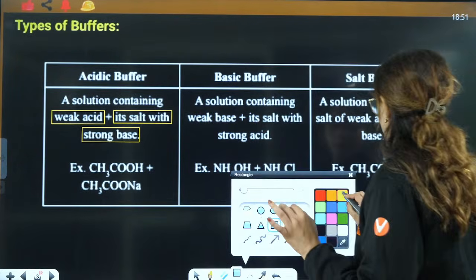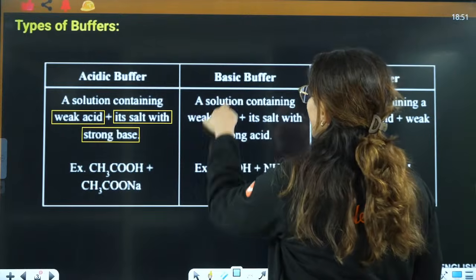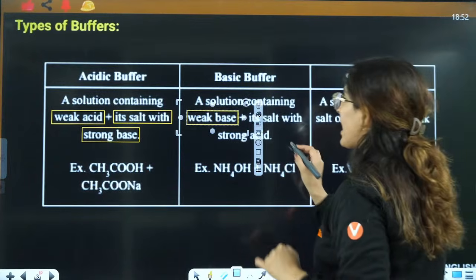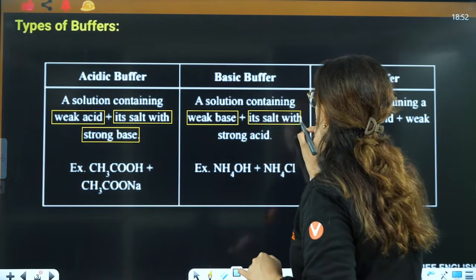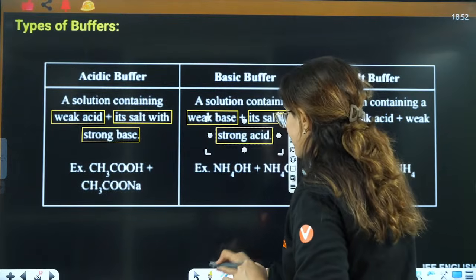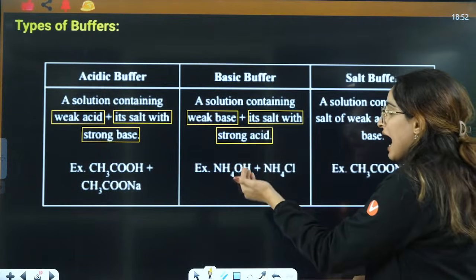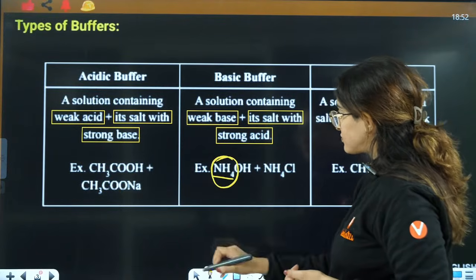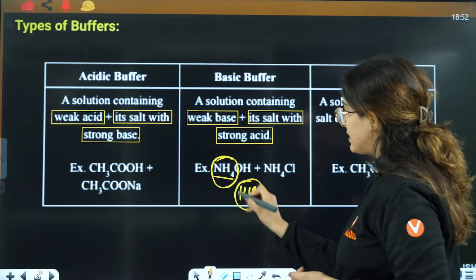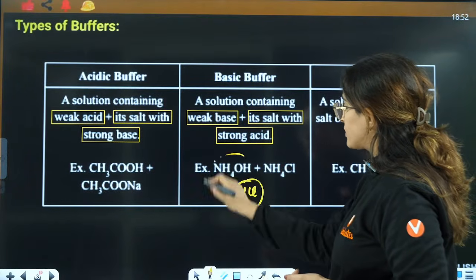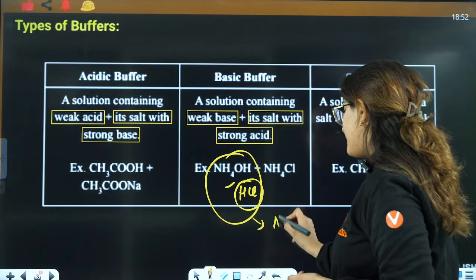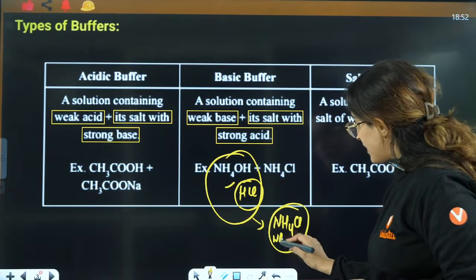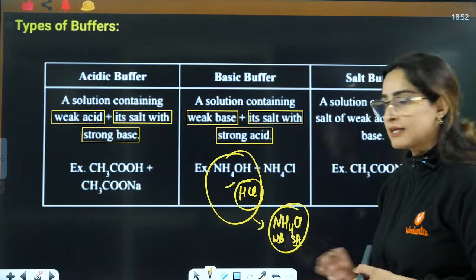Then guys, if I talk about basic buffer, in basic buffer you have weak base, right? And it is having its salt with strong acid. For example, weak base is like NH4OH, and its salt with strong acid means here NH4OH plus HCl. They together will form NH4Cl. That is a weak base and strong acid salt, right?